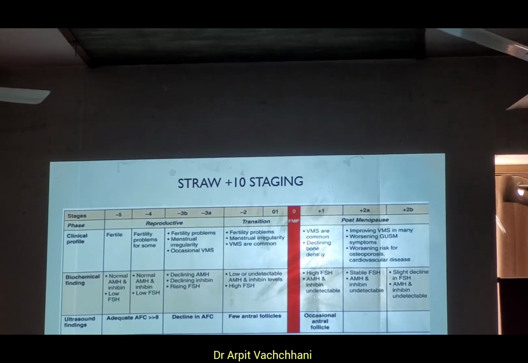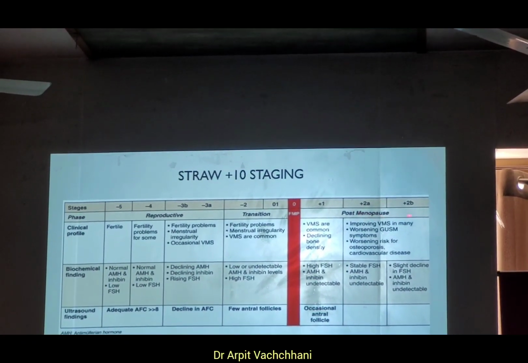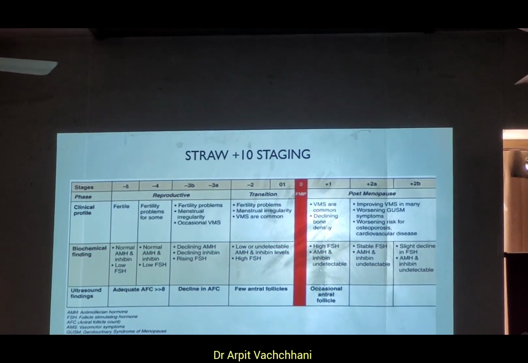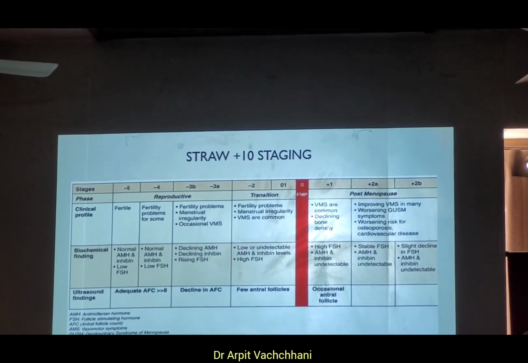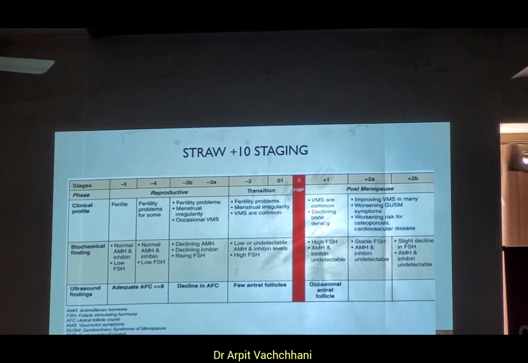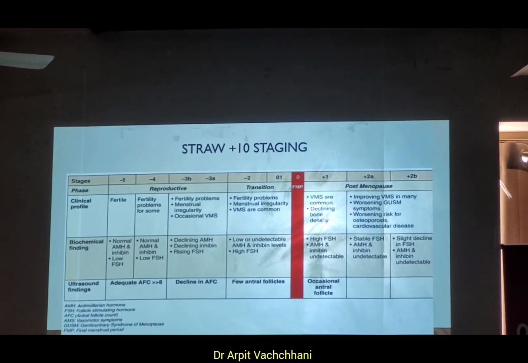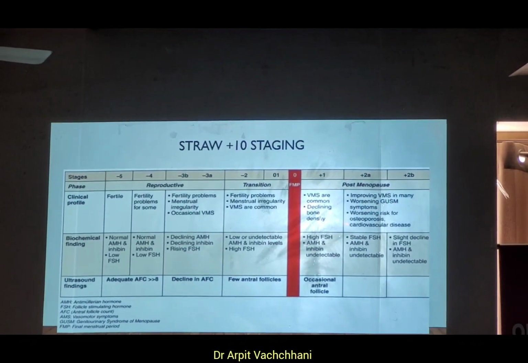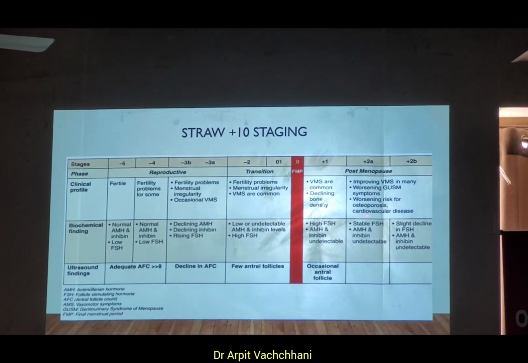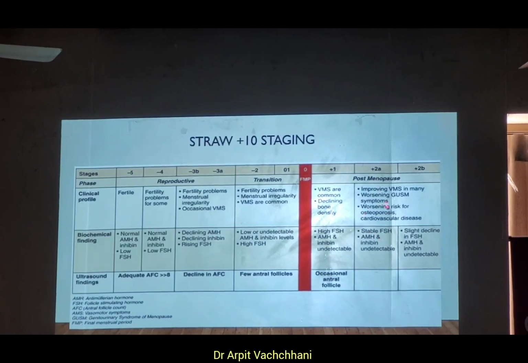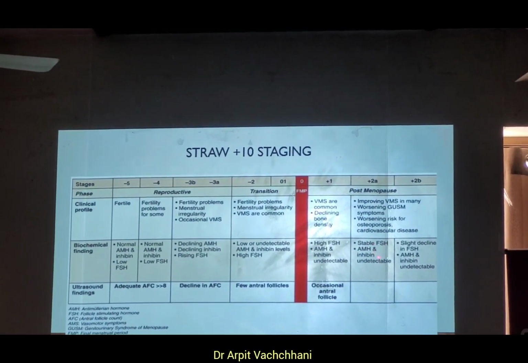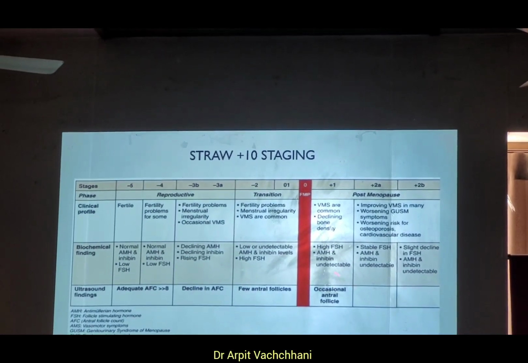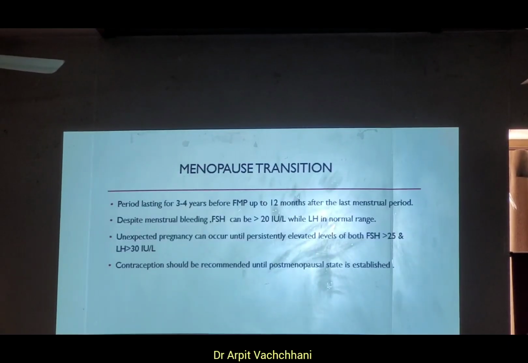In 5 to 8 years after menopause, the patient may have improvement in the VMS. The patient who was having hot flashes for the initial 3 to 4 years, now she may say, now I am not having hot flashes, but now she will be having different symptoms like the genitourinary syndrome of menopause, and she will be at risk for osteoporosis and cardiovascular diseases, and in this stage you will see that the FSH will be stable. So these are the various stages which you may come across in the patient.